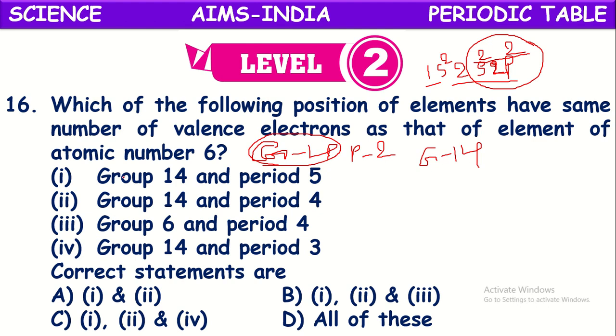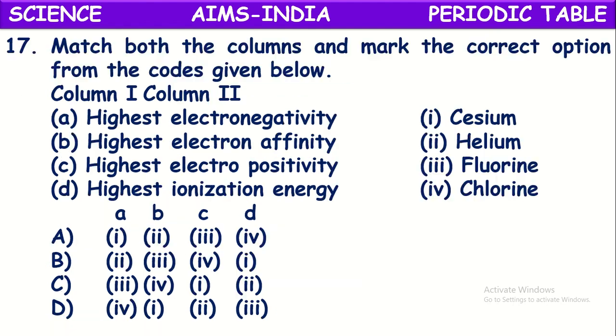What are those? This and here this. These three will be having same number of valence electrons. What will be correct answer now? 1, 2 and 4. Where it is? Here. Okay, this is correct answer. Got it? Next one. Match both the columns and mark the correct option from the codes given below. See the matchings here given.